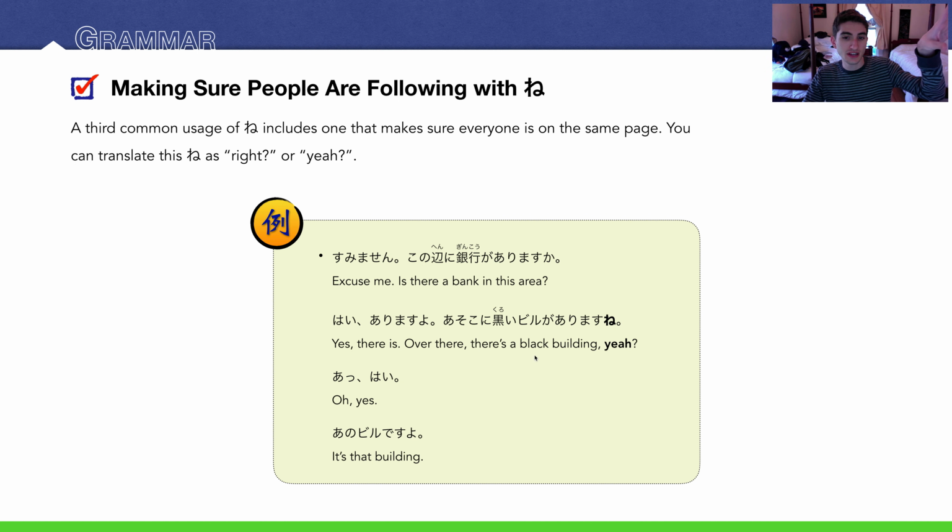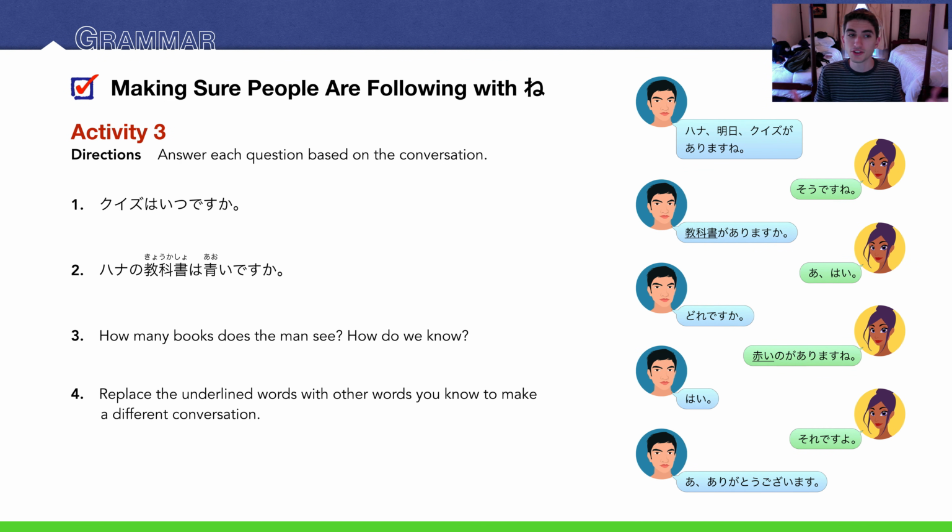They said, you see that there's a black building over there, right? Or in this case, I wrote, yeah. Yeah? Over there, there's a black building, yeah? And the other person says, oh, yeah. Yeah, it's that building. Okay? This is how the following ne, or the on the same page ne, as I like to call it, is used. Okay. Activity 3. Answer each question based on the conversation.